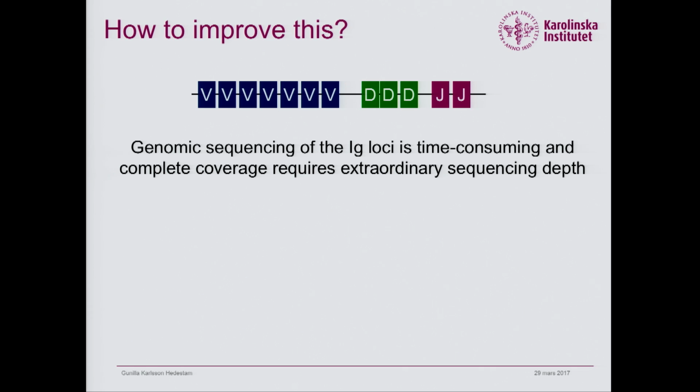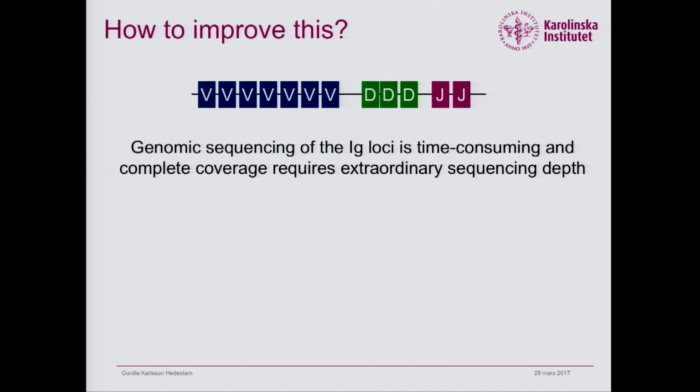One aspect that has really hampered this is that genomic sequencing is extremely time-consuming and low throughput. This is because the loci are very large. The heavy, lambda and kappa chain loci are large, and they contain so many repetitive sequences that assembling these is not something that you can do with normal whole genome sequencing approaches. You simply do not get sufficient coverage over these regions to be able to assemble the loci in an adequate way. So you need extraordinary sequencing depth, and this has really not been achieved. If you look at efforts such as the 1000 Genomes Project, there is not sufficient coverage over this region.